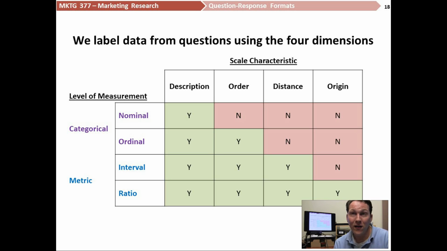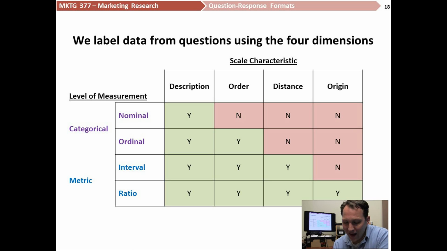There is no order in asking those. You're not asking, do you live more to the east or more to the west? You're not asking anything like that. You're just asking them to tell you where they live in a very descriptive way, but nothing else.